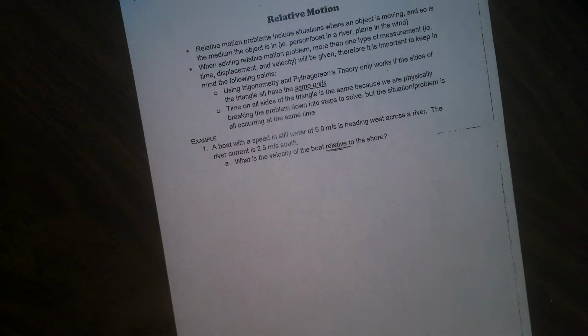So relative motion looks at objects that are in motion and what they're in relation to. So like a plane in relation to the wind blowing, or a person sitting in a boat contrary to the current of the river. Okay, so it's in relation to something else.